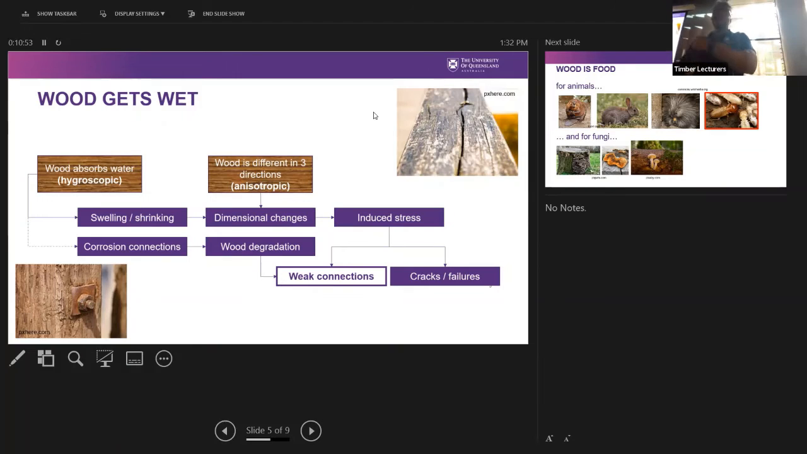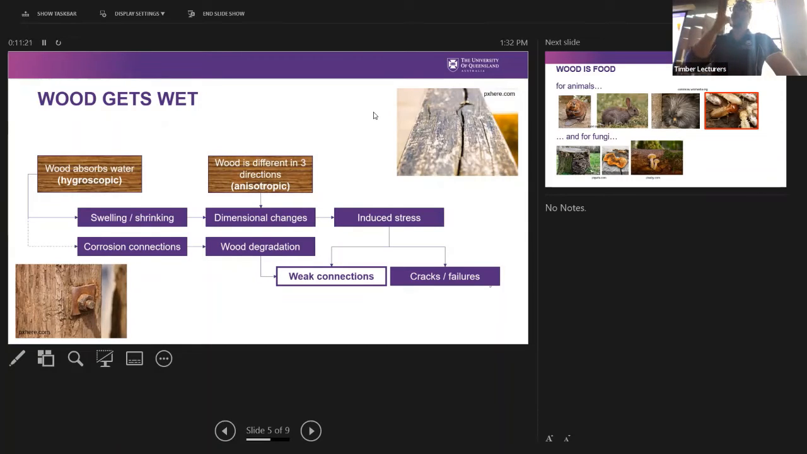These metallic oxides in turn can affect the material, the wood itself, producing wood degradation. And all this mix of things will produce weak connections and, well, cracks and failures, but mainly weak connections between the connected elements in our buildings that we need to avoid. So this is one leg or one part of my research.